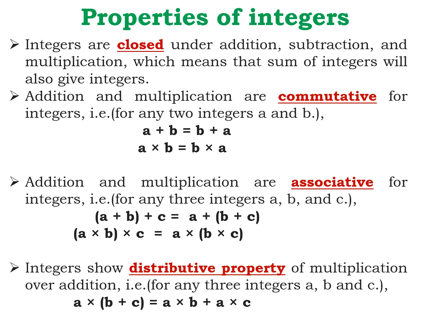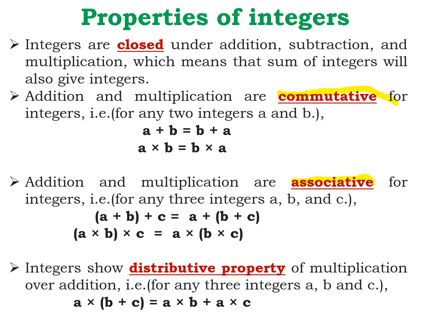Properties of integers. Integers are closed under addition, subtraction and multiplication, which means that the sum of integers will also give integers. Addition and multiplication are commutative for integers. That is, for any two integers a and b, a plus b is equal to b plus a and a into b is equal to b into a. Addition and multiplication are associative for integers. That is, for any three integers a, b and c, (a plus b) plus c is equal to a plus (b plus c). Similarly, it holds for multiplication also.